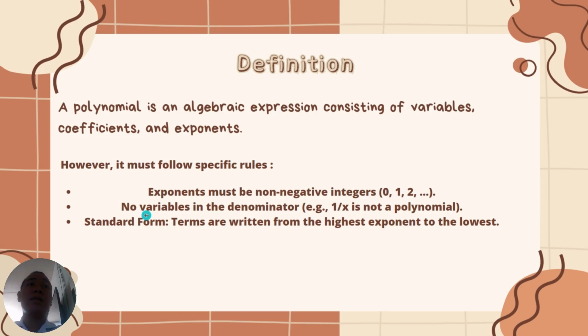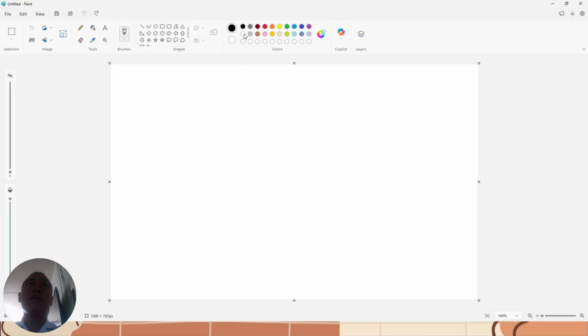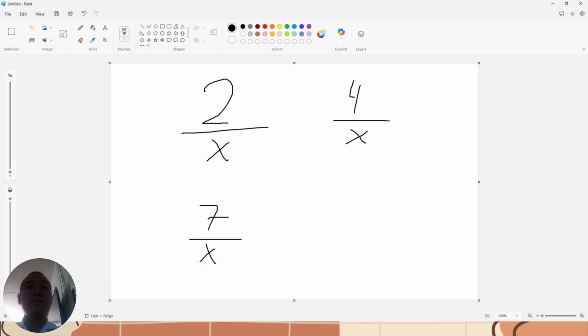Now, the other rule is that there are no variables in the denominator. For example, 1 over x is not a polynomial. So any given polynomial cannot be like this, for example, 2 over x or 4 over x or 7 over x. It cannot be a polynomial because the x is in the denominator. It cannot be in the denominator.